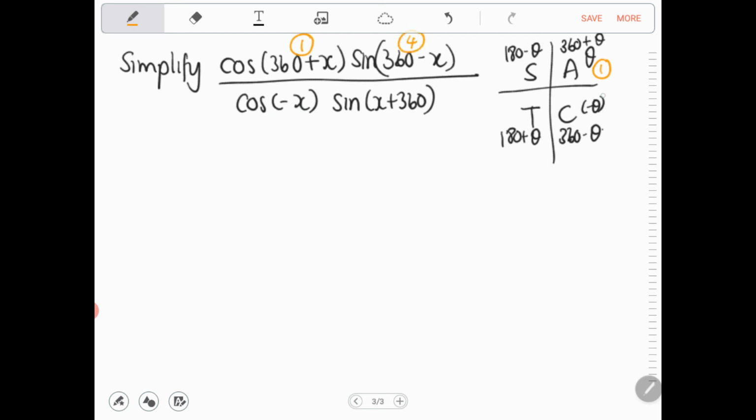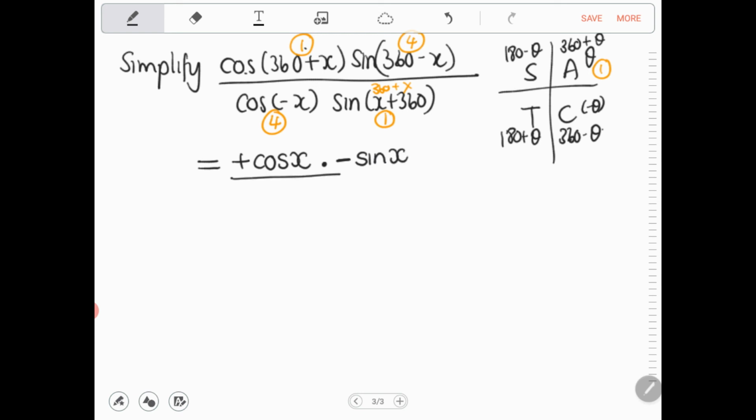Cos of negative x, same as negative theta, fourth quadrant. And sine of x plus 360, well, that would be the same as 360 plus x. Just changing the order there. So that's going to be in the first quadrant. All right, once we've identified the quadrants, we decide if they're going to be positive or negative. So cos in the first quadrant is positive, and then you go to the acute angle, and the acute angle in this one is an x. Sine in the fourth, well, sine in the fourth would be a negative.